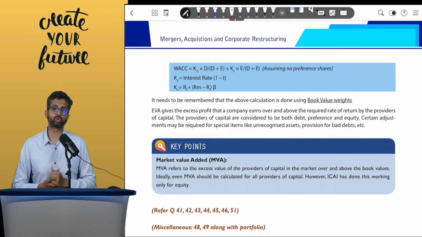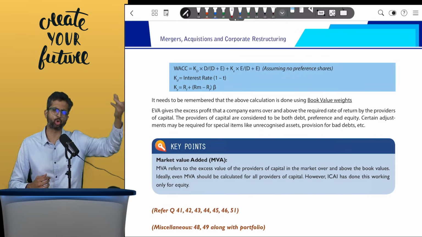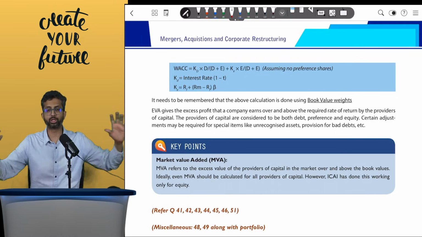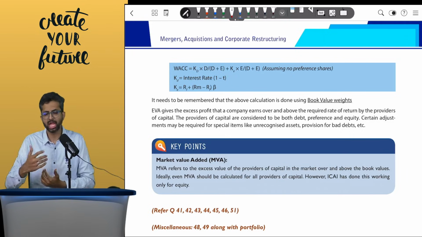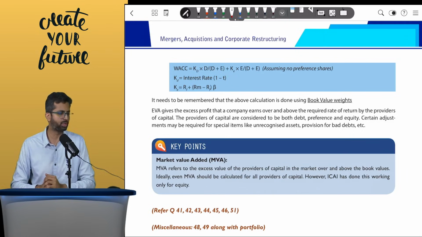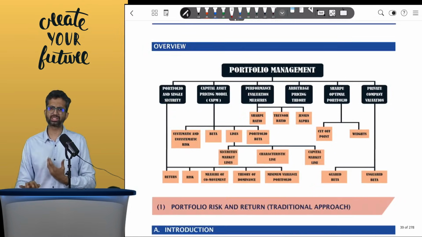Sometimes it also asks you to calculate MVA, that is market value added, where there are two approaches. One, you can find the total market value of debt and equity both, and compare it with the book value of debt and equity both, or you find the total market value of only equity and then compare it with the book values of only equity, that is including share capital and reserves both. So by and large, this takes care of your mergers.